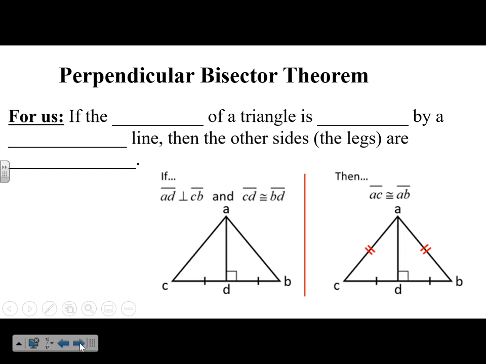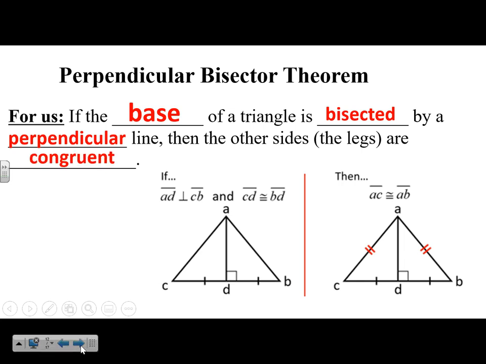So for our purposes, it's going to be triangles. If the base of the triangle is bisected by a perpendicular line, then the other sides, which are legs, are congruent. So if we have a triangle where this line is perpendicular to the base, and it is congruent on both sides, that means that these two sides have to be congruent to each other. Now, I'm sure a mathematician would look at that and say that that's not exactly the perpendicular bisector theorem, but for our purposes, that's going to be easier to remember and easier to work with. So that's what I'm going to stick with.